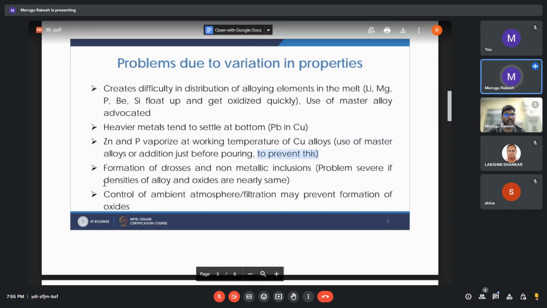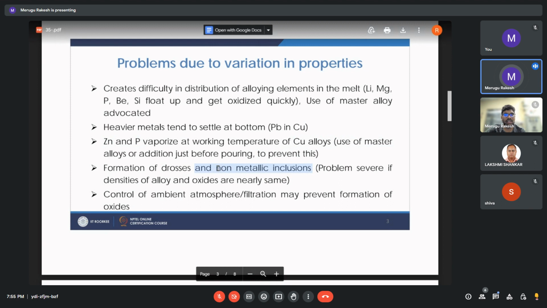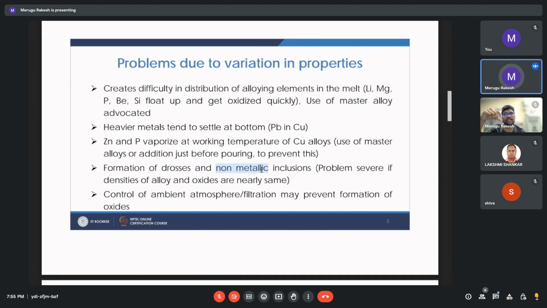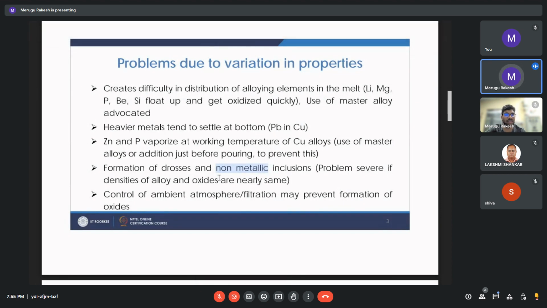The formation of dross gives non-metallic inclusions. These are certain phases which are brittle in nature. The same phenomenon repeats when you are deforming it. These are the first to break and form cracks, serving as crack initiation sites, and the rest of the properties will be deteriorated by these phases.